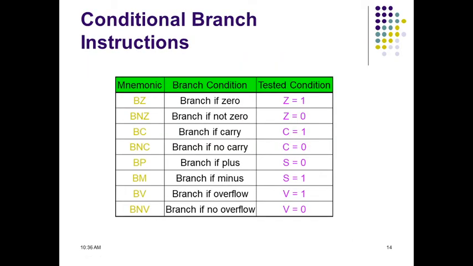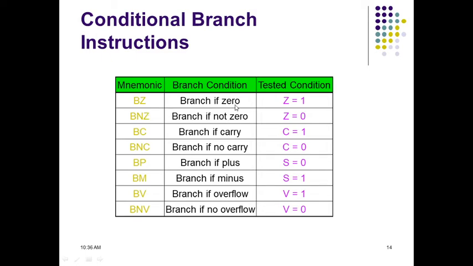Next is conditional branch instructions. The main conditional branch instruction is branch. The branch instruction is a conditional branch instruction, so it will perform the branching based on some condition. That's why it is known as a conditional branch instruction.